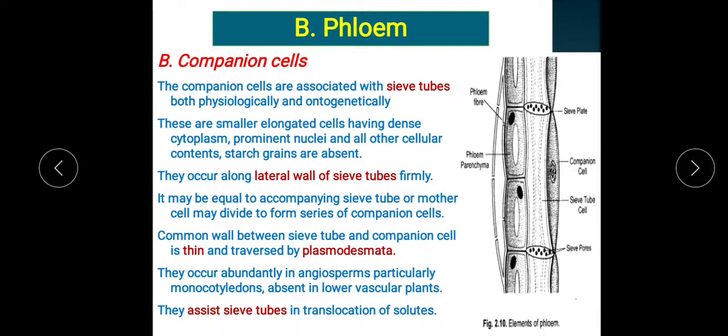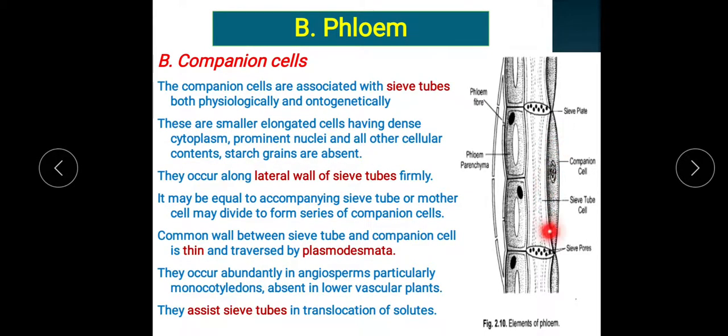These are smaller elongated cells which have dense cytoplasm, prominent nuclei, and all other cellular contents. Only the starch grains are absent. That means all cellular structures containing the nucleus, cytoplasm, and the other cell organelles are present in the companion cells, and they occur along the lateral wall of the sieve tubes firmly. That means you cannot separate the companion cell from the sieve tubes easily by using the simple maceration technique.